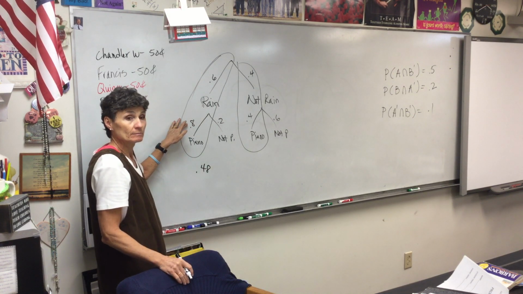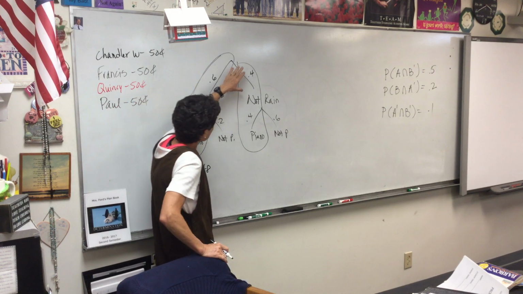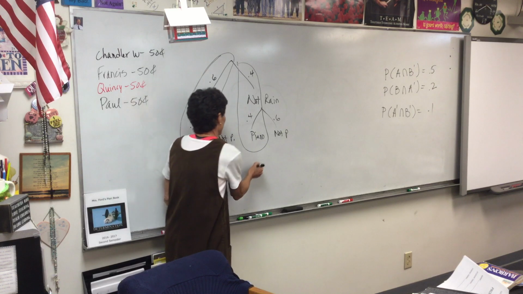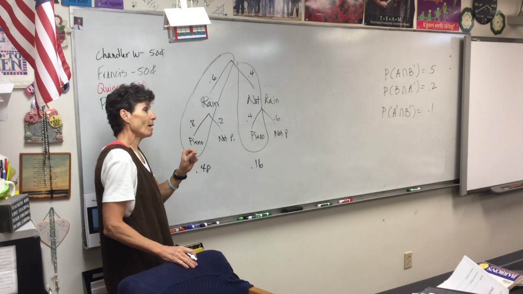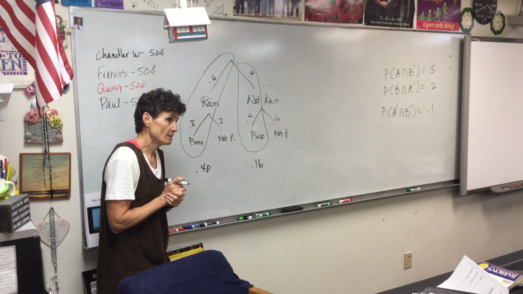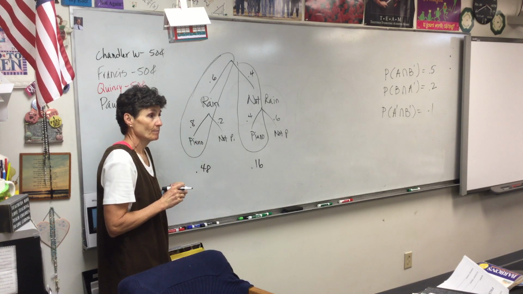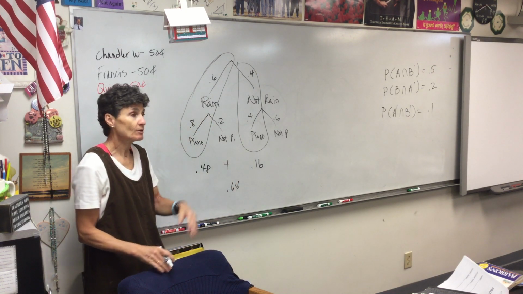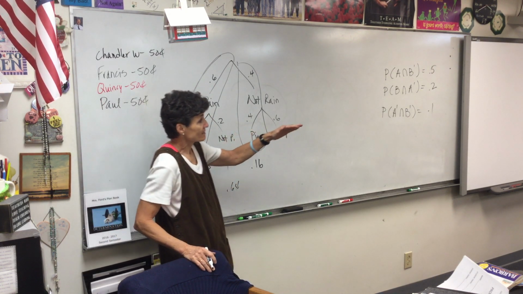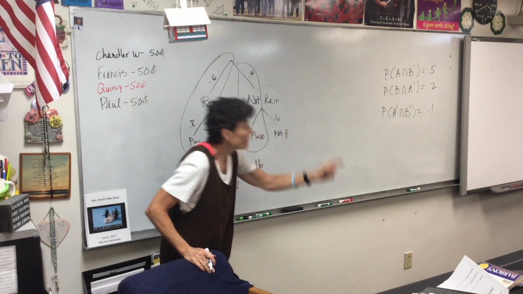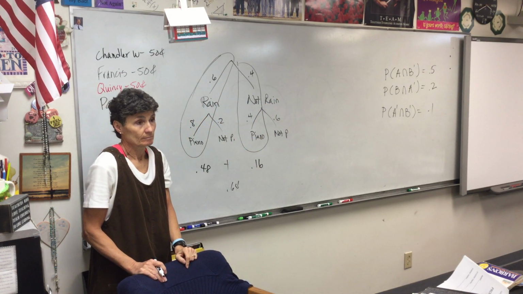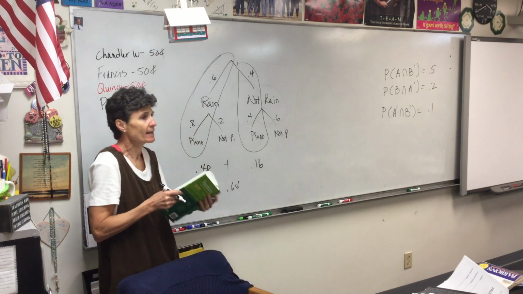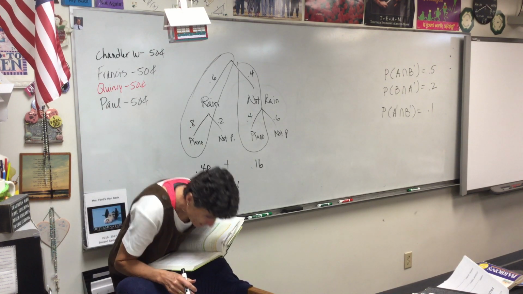0.48. What's the probability that it won't rain and he will practice? 0.16. So what is the probability altogether that he will practice? 0.64. Why do we add those together? Because he's going to practice if it rains or if it doesn't rain. So the total practice probability is 0.64. You think you got a handle on that? Yes, ma'am.